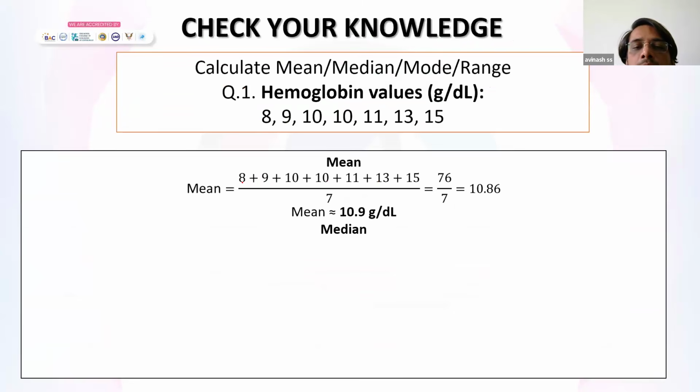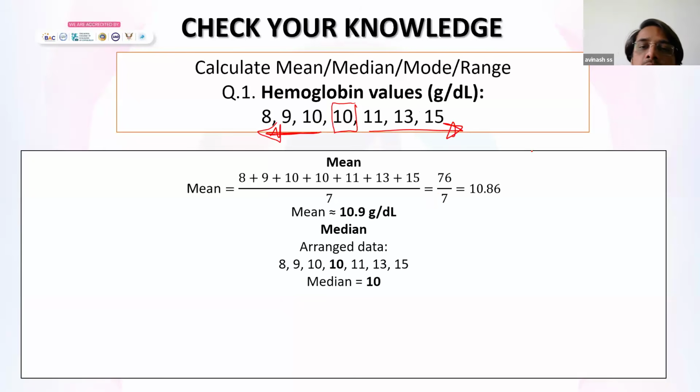What about the median? You have already arranged this in increasing order. You can see 1, 2, 3, 4, 5, 6, 7 data points are there. It is an odd number data set. So visually itself, you can see on either side of this 10, an equal number of data exists. So 10 is the median. Otherwise, we can also find it by the formula n plus 1 by 2th value. So what is the n plus 1 by 2th value? That is the fourth value.